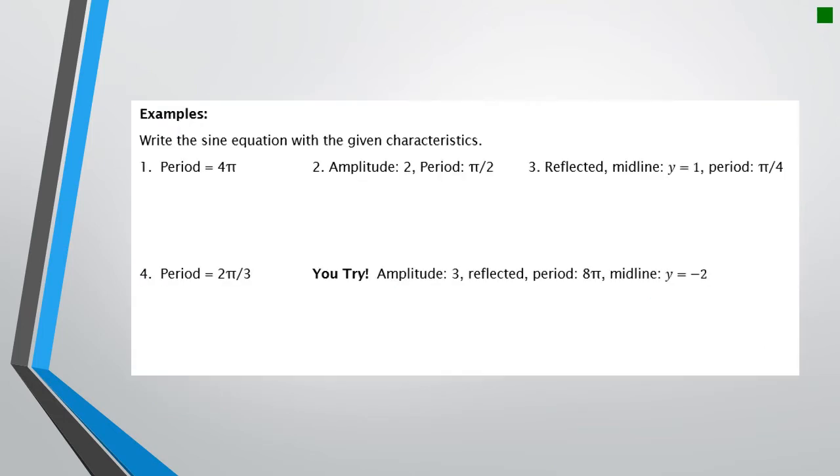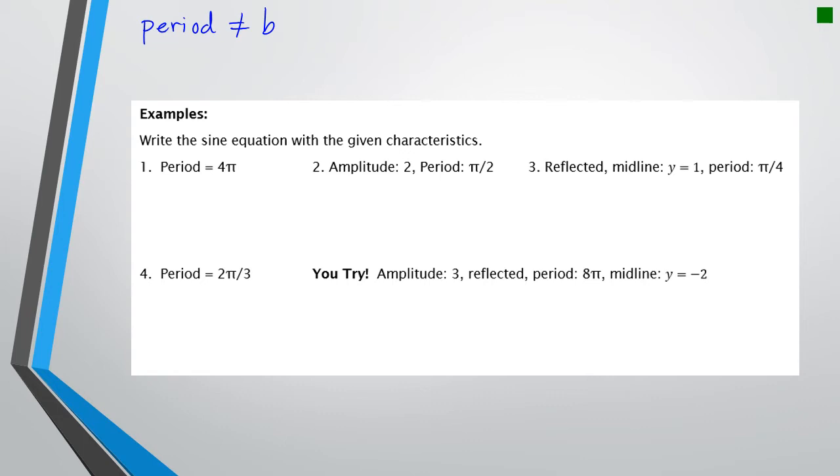In these examples, we're kind of going backwards. Now we're going to take information about a graph and write the equation. The tricky thing about this is that we can't take period and plug it directly into the equation. What we put into the equation is a b value, and the b value we can get by knowing the period, but they are not the same. So I'm going to write that up here because I think that's something that gets a little tricky. So period does not equal the b value. They are related, but they're not the same.